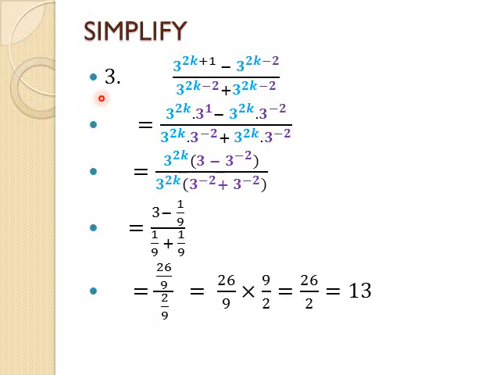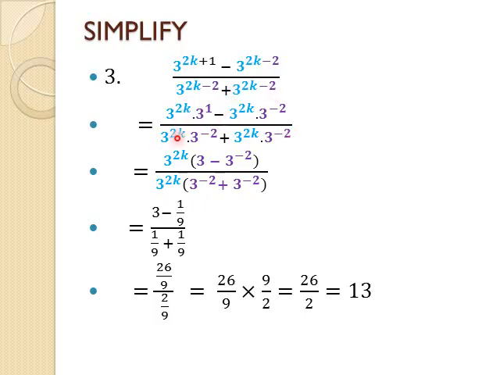Problem number 3. Now I've given you 3 to the 2k plus 1 minus 3 to the 2k minus 2 divided by 3 to the 2k minus 2 plus 3 to the 2k minus 2. Right, so if I split, I have 3 to the 2k times 3 to the power 1 minus 3 to the 2k times 3 to the negative 2. Bottom, 3 to the power 2k times 3 to the negative 2 plus 3 to the power 2k times 3 to the negative 2.